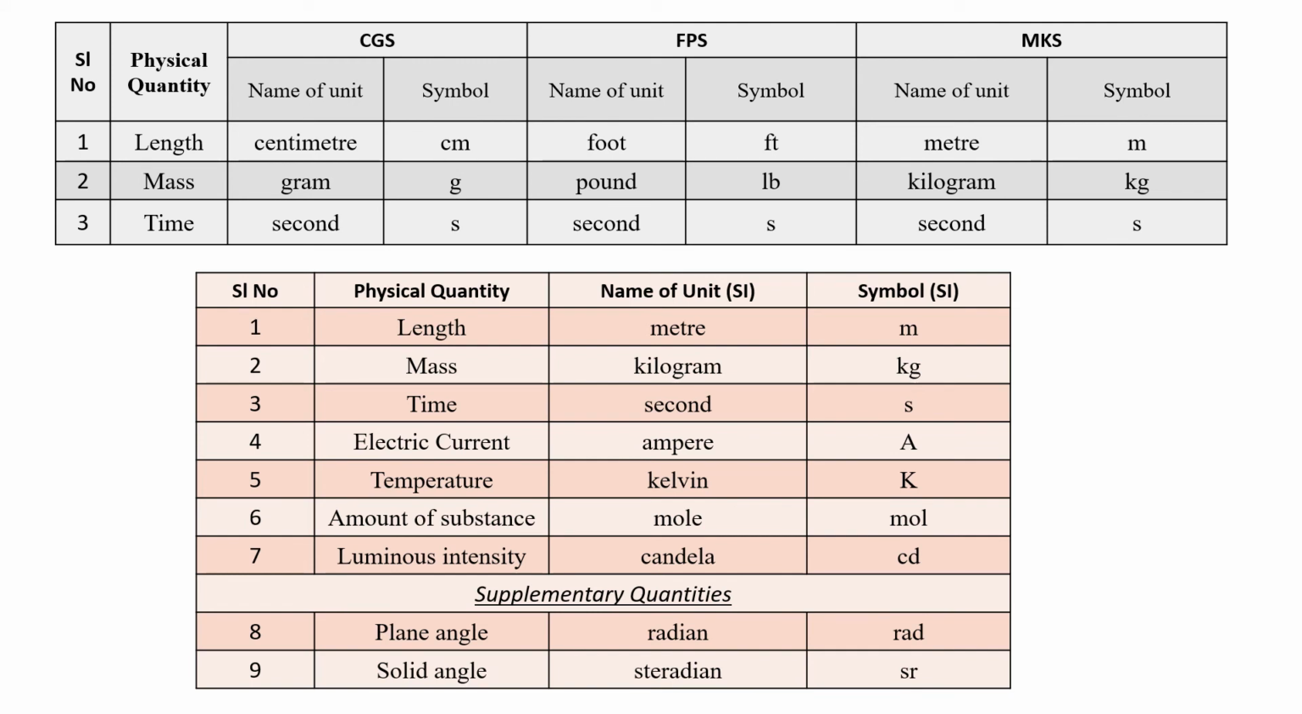There are two supplementary quantities, that is, extra quantities in the SI system other than the 7 basic fundamental quantities, namely the plane angle and solid angle. Plane angle is represented by radian and the solid angle is represented by steradian, that is sr.